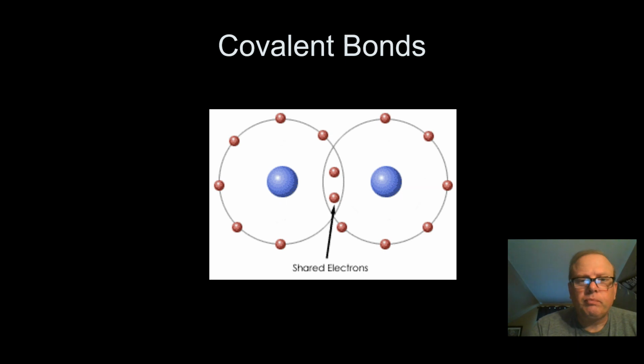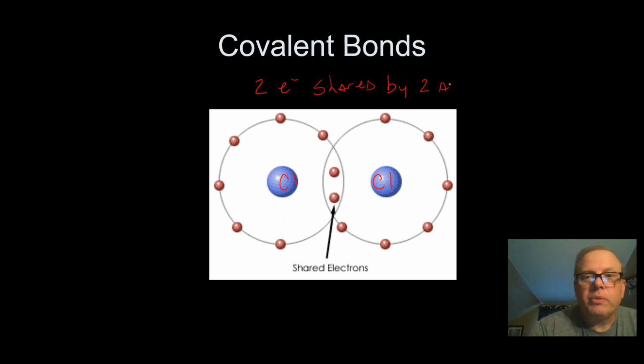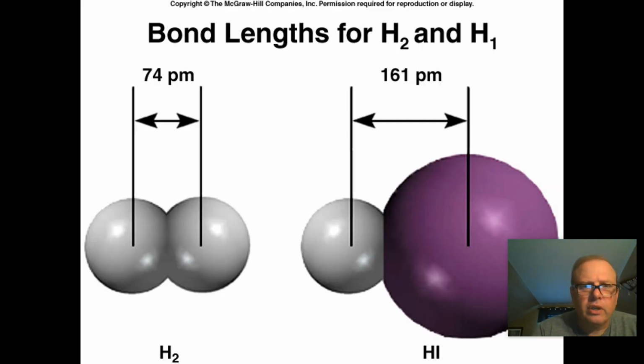Okay. Here's the idea. In this example, we've got a chlorine here and a chlorine here. And these overlap, just kind of looks like a Venn diagram, but those are the shared electrons. So what we have here in this covalent bond are 2 electrons shared by 2 atoms. Okay, hopefully that's sticking.